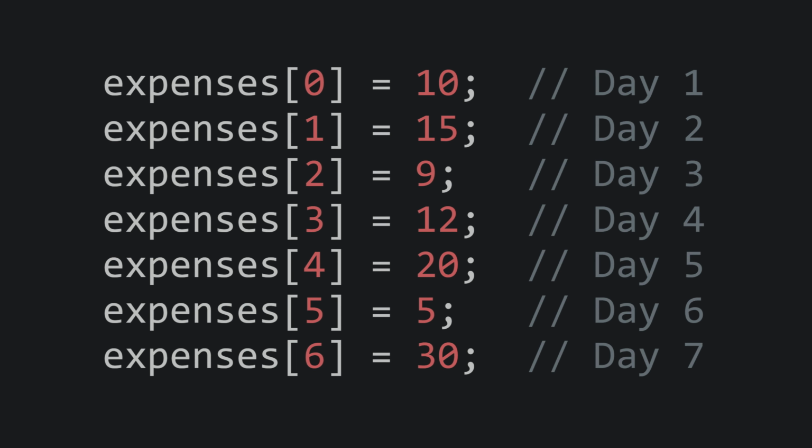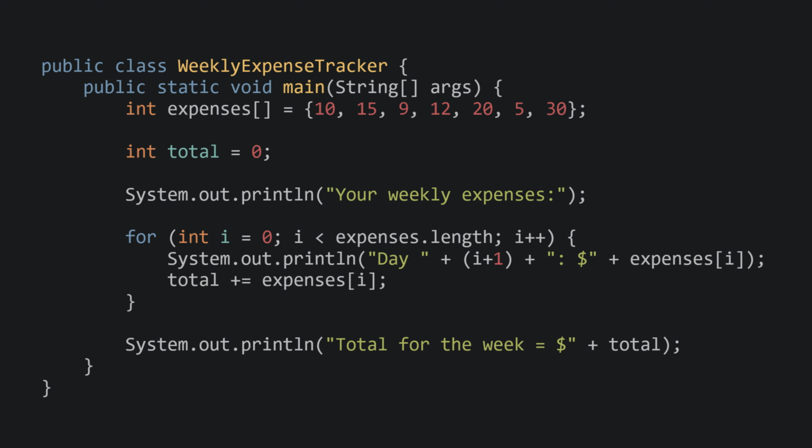So for storing, expenses[0] equal to 10, that's day 1. Expenses[1] = 15, expenses[2] = 9, expenses[3] = 12, expenses[4] = 20, expenses[5] = 5, expenses[6] = 30. That's day 7. So let's write a program to track our weekly expenses.